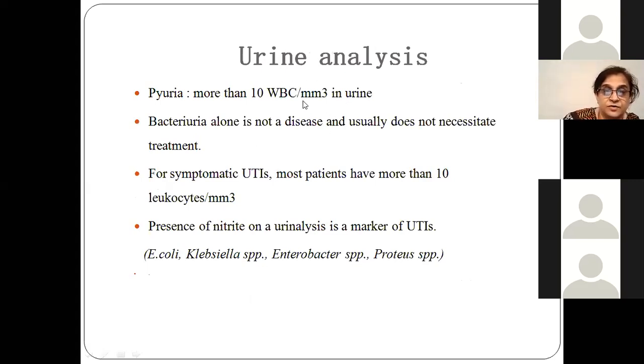So when do we label it as pyuria? Normally, 2 to 3 or 1 to 2 WBCs can be present in urine, but if more than 10 WBCs are present, then we are going to label it as pyuria. That is, the patient is passing pus in the urine.